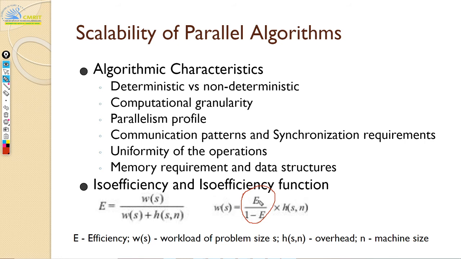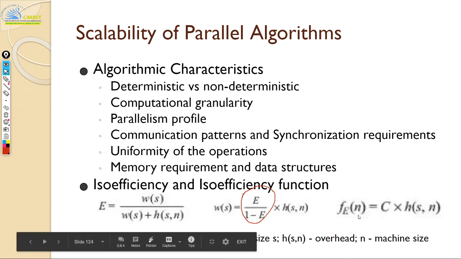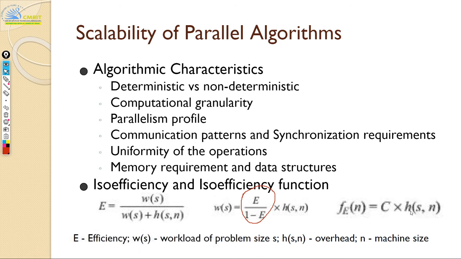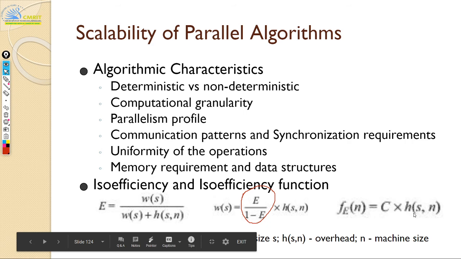Then if I keep this as constant, then my workload is directly proportional to overhead. So what this says is that when you want to keep your efficiency constant, you have to focus on your overhead. When you model overhead, then that overhead function will become your iso-efficiency function. Your iso-efficiency function fe of n is directly proportional to h of s comma n. Now if you can model this h of s comma n, then you know that I just have to meet this requirement to maintain constant efficiency.